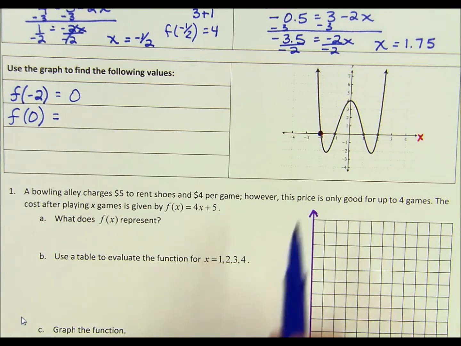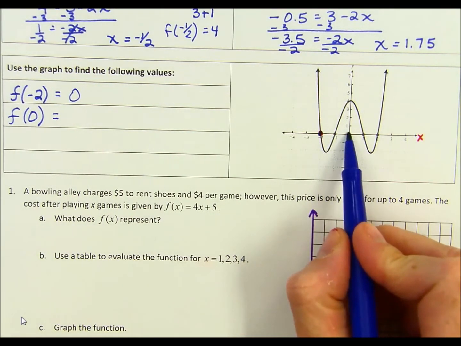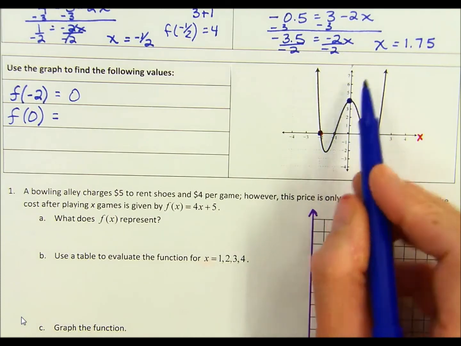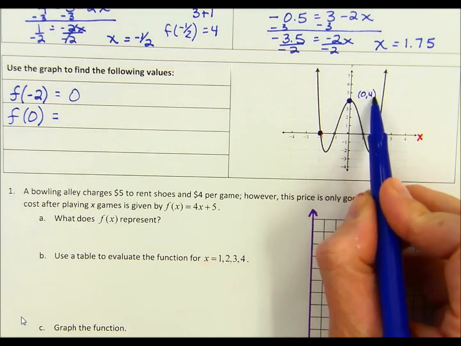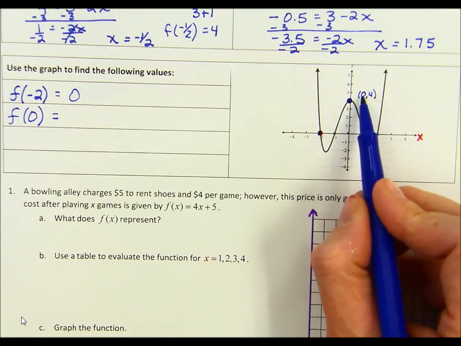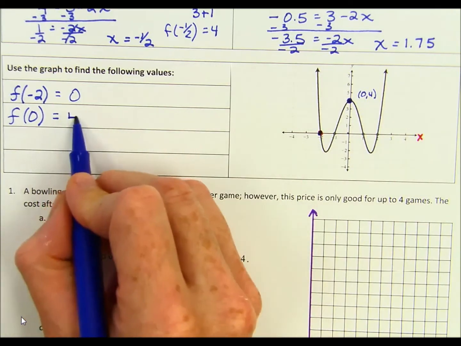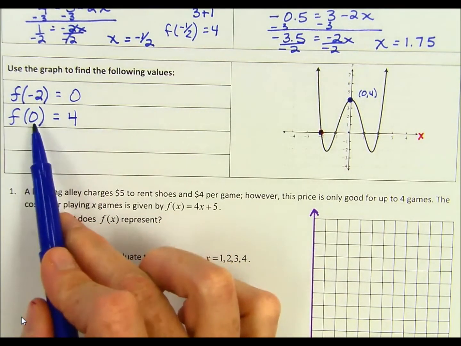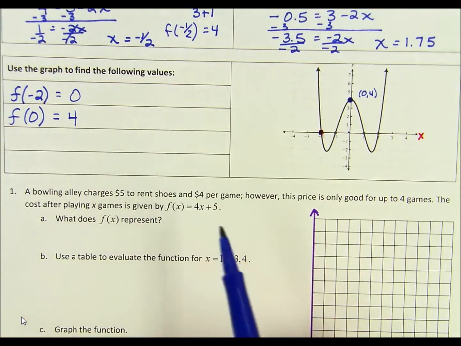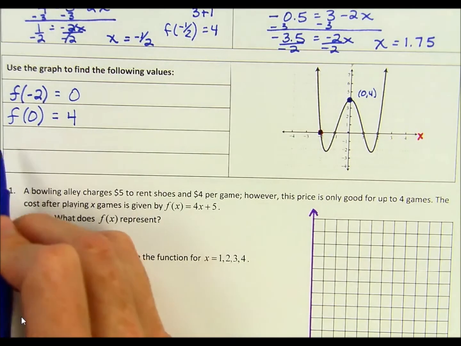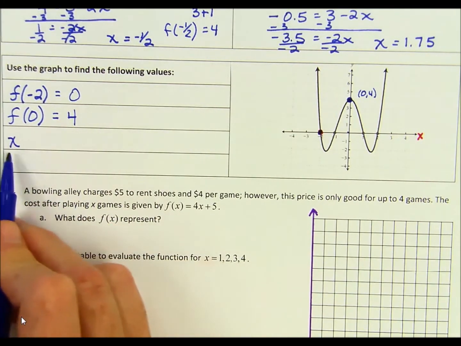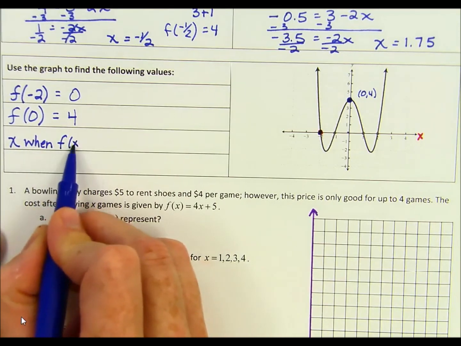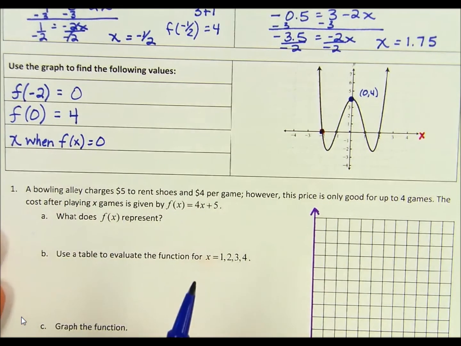Okay, so now if you look at 0, here's 0, and look at your function, f of 0 gives you the point, the ordered pair 0, 4. So f of 0, the output would be 4. Now, that's when you are given the input, you find the output. Now, what if I ask you to go backwards? What if I ask you to find x when f of x was equal to 0?